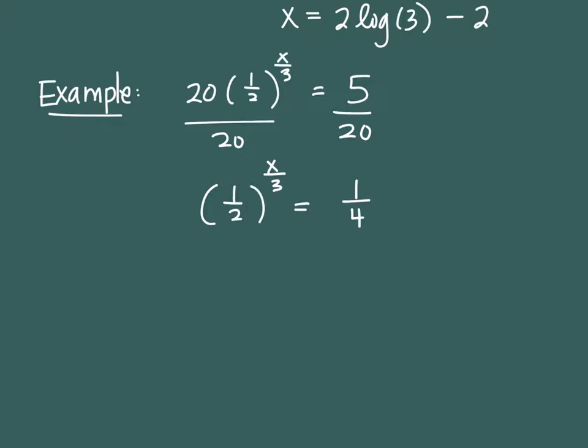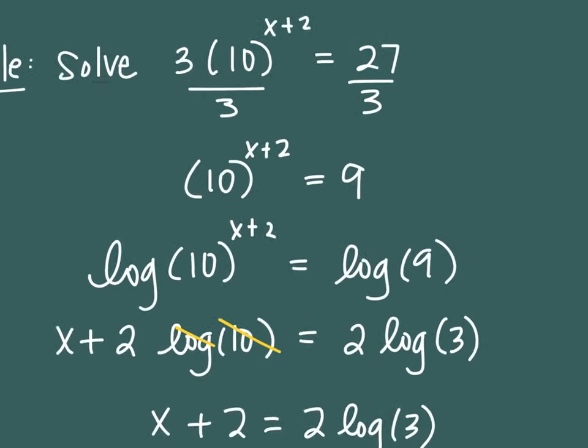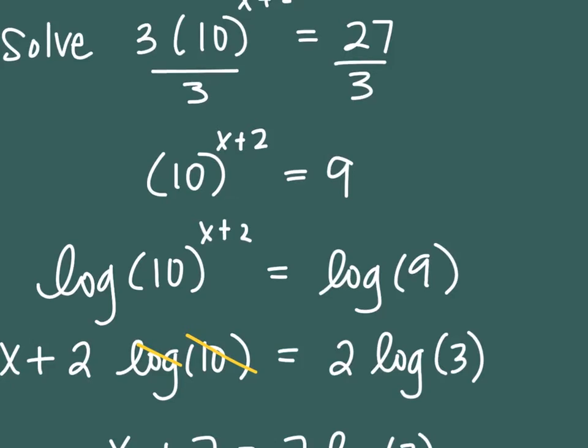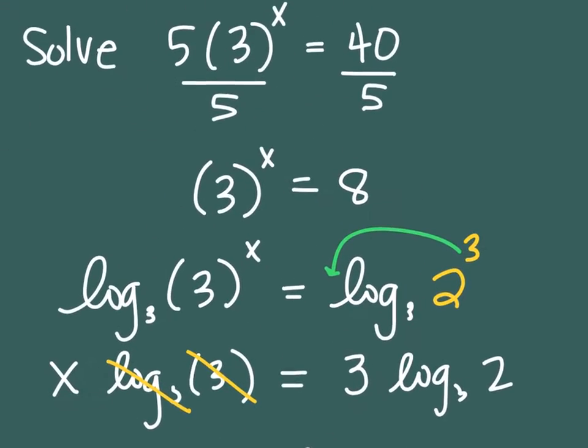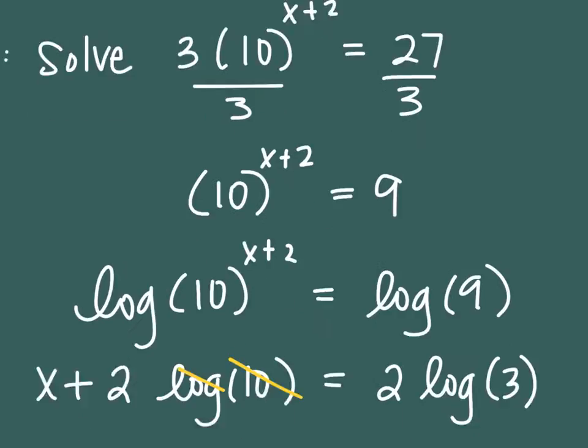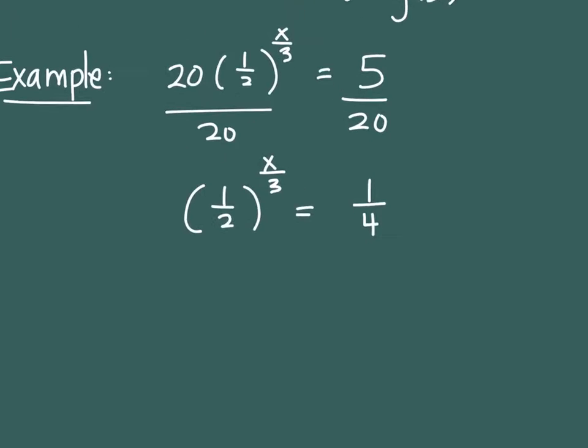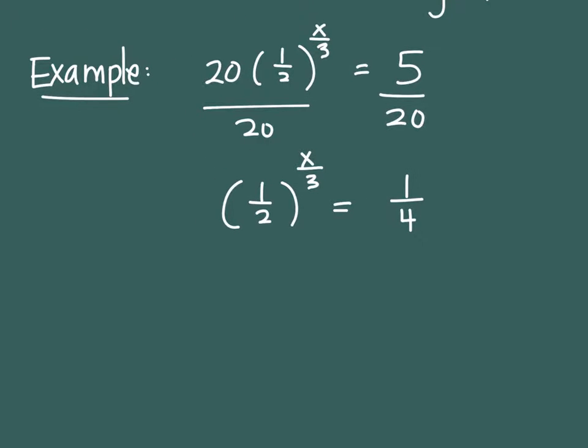All right, so let's look back. I needed to get rid of the 10. How did I do it? I used a log. I needed to get rid of the 3. How did I do it? I used a log. I need to get rid of the 1/2. Todd thinks maybe he knows. I'll give him a chance, and then Ryan. Ryan, you know an easier way?